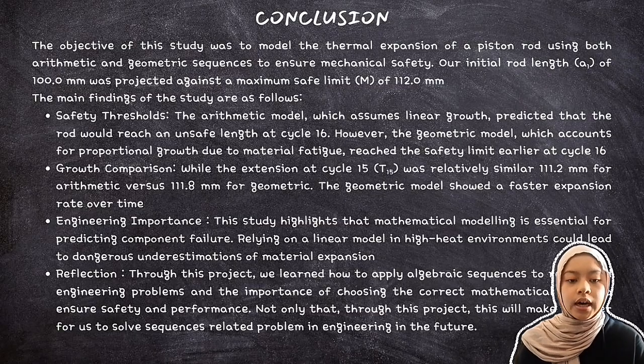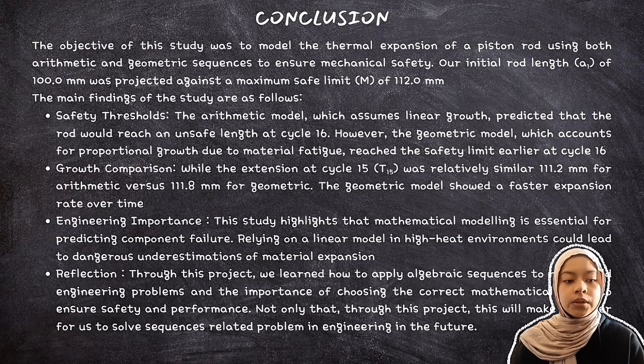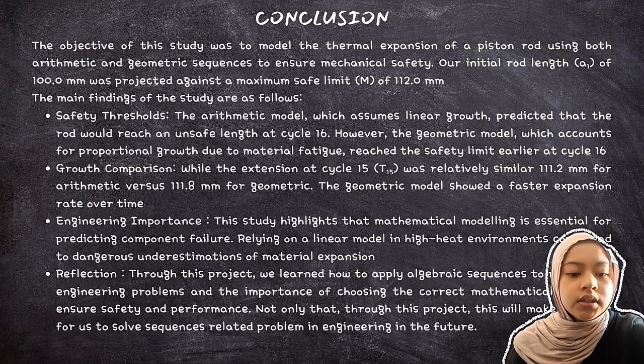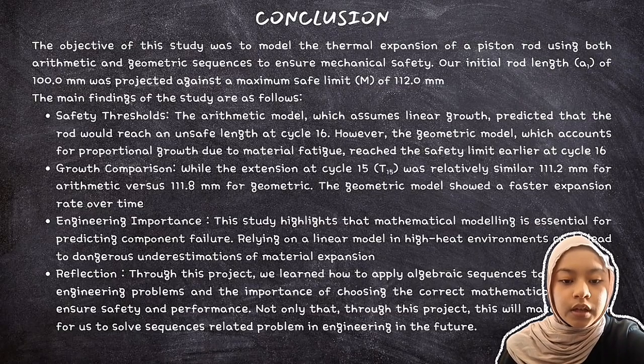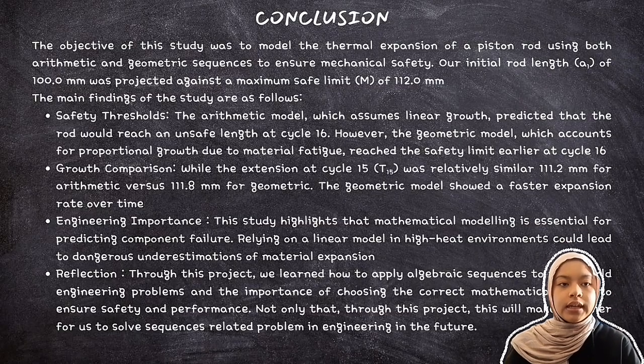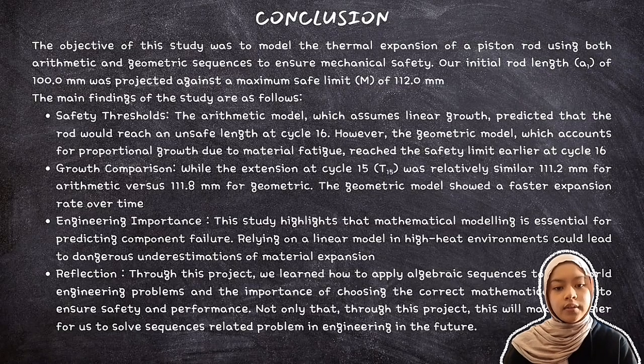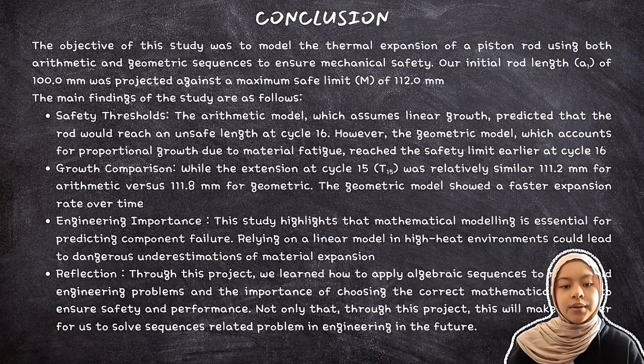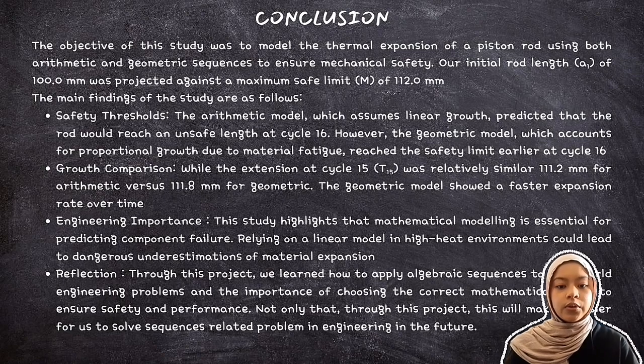Based on our findings, the arithmetic model, which assumed linear growth, predicts that the rod will reach an unsafe length at cycle 16. However, the geometric model, which accounts for proportional growth due to material fatigue, reached the safety limit earlier. In terms of growth comparison at cycle 15, the extension was quite similar in both models, with 111.2 mm for the arithmetic sequence and 111.8 mm for the geometric sequence. However, the geometric model shows a faster expansion rate over time.